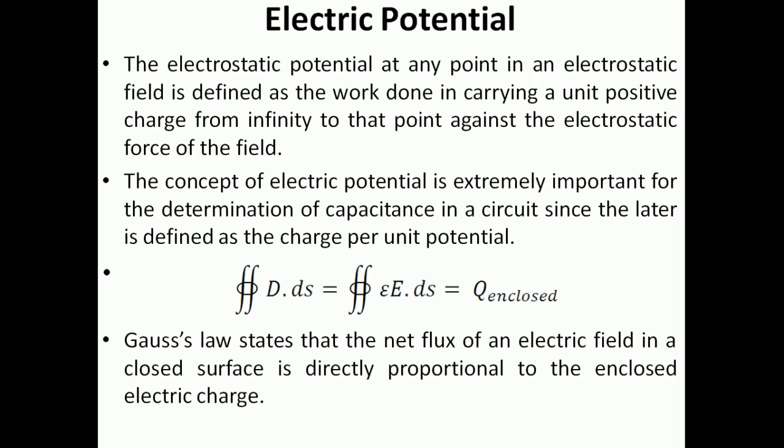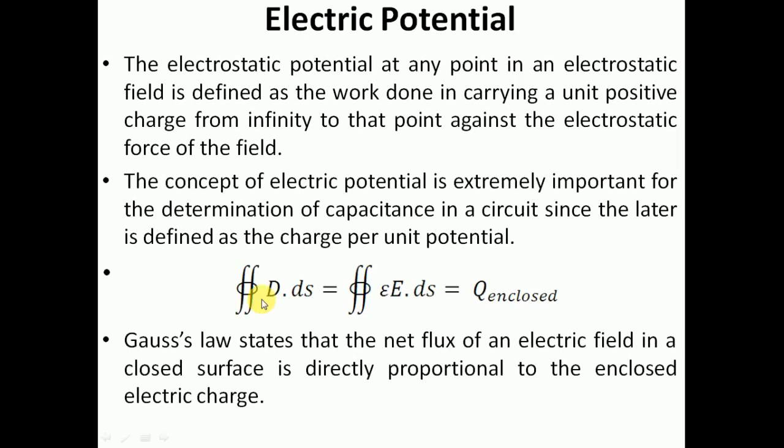Just like we have considered magnetic flux linkage in the inductance parameter of a transmission line, here we have to consider electric potential. It is because basically capacitance is defined as charge per unit potential. Hence the concept of electric potential is very important for the determination of the capacitance parameter in transmission lines. Electric potential is defined as the work done in moving a unit positive charge from infinity to a particular point against the electrostatic force of the field. That is the basic definition of electric potential which you have studied during your 11th and 12th standards.